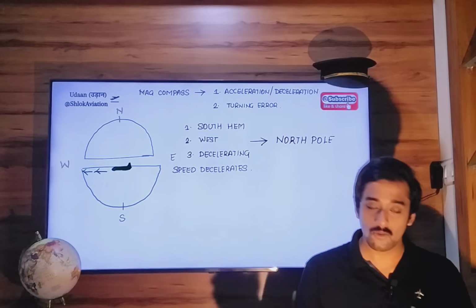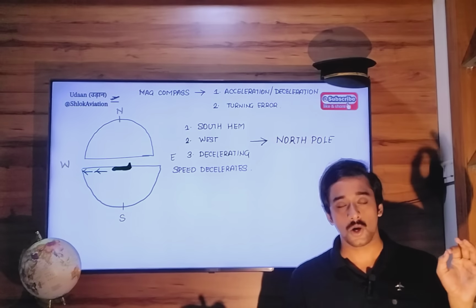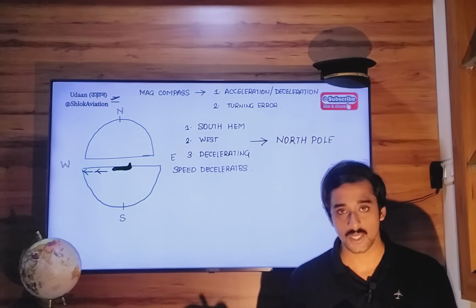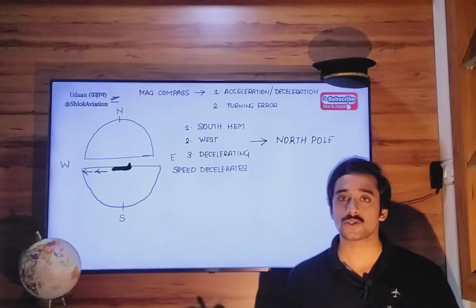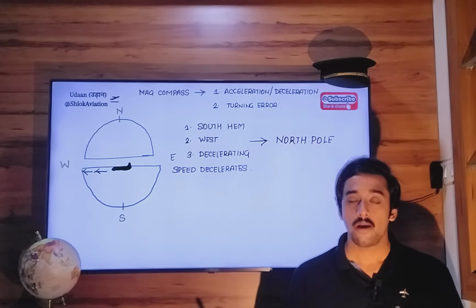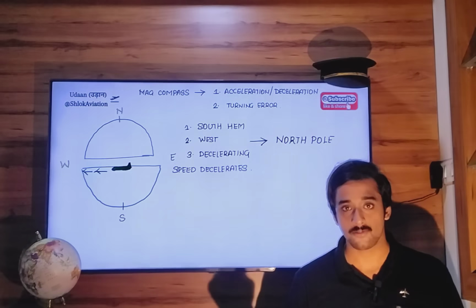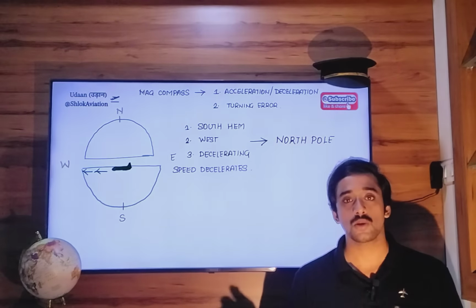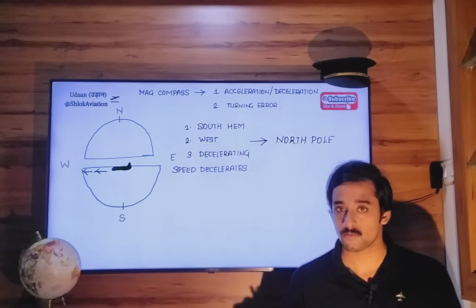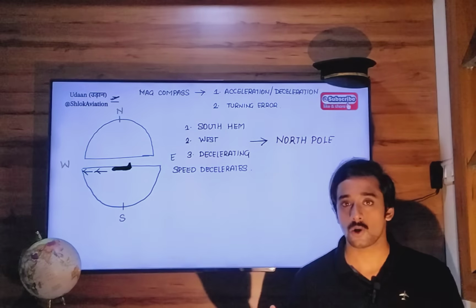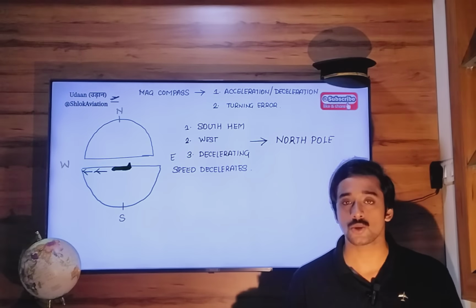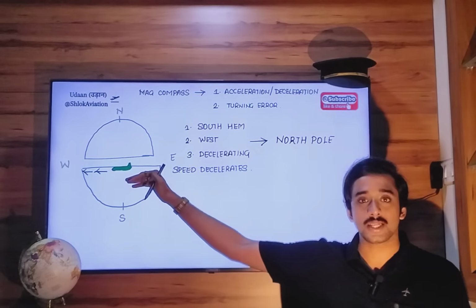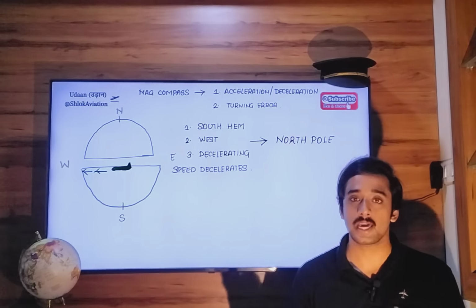So you're landing in the westerly direction. Your aircraft is oriented with a heading or track of 270. So you expect your magnetic compass to show that same direction, 270. But since you are decelerating your aircraft, decreasing its speed over a period of time, the magnetic compass will show an apparent turn towards the north pole. You are not turning towards the north, but still the magnetic compass will falsely show a wrong turn towards the north pole.